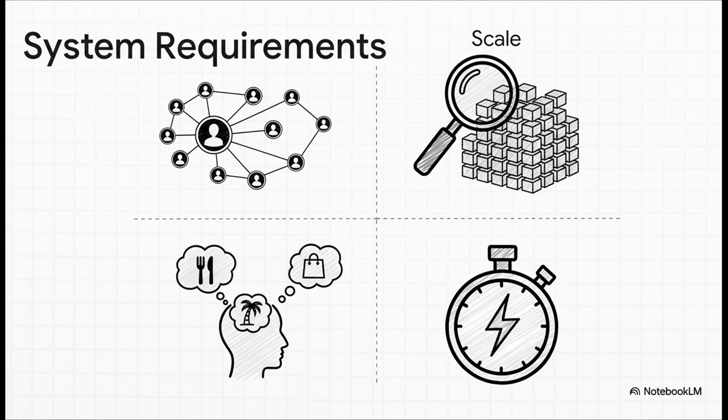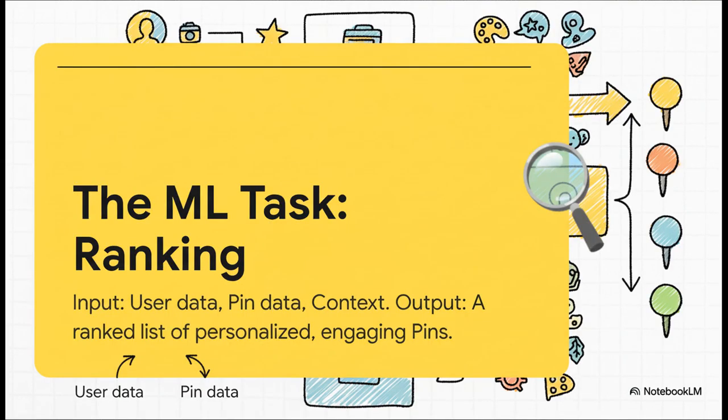Diversity is also key. A user might be shopping one minute and looking for recipes the next. We have to serve all those different intents. And finally, the big one, latency. This thing has to be fast, like under 200 milliseconds fast. That's not negotiable. Given those constraints, how do we frame this as a machine learning task?